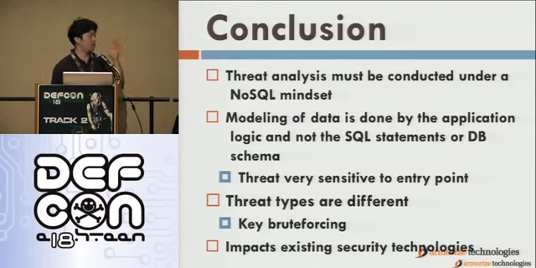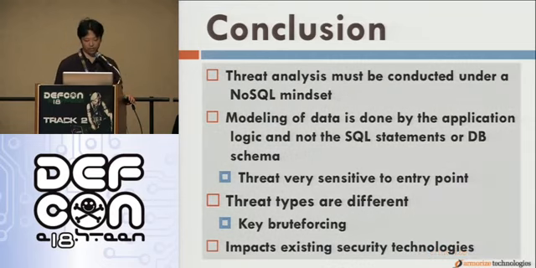So where you're finding the vulnerability becomes critical. And not just, okay, I found a SQL injection. Great, I can do this and I can do that. Threat types are different. For example, new attack vectors would come out. And all of these would impact existing security technologies.